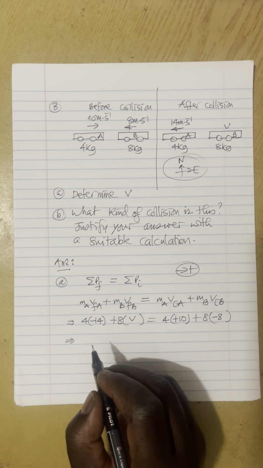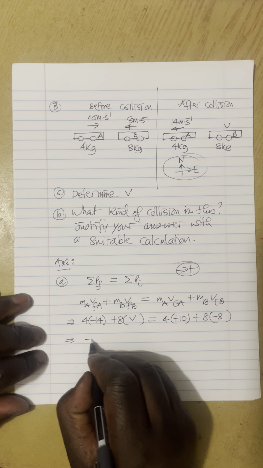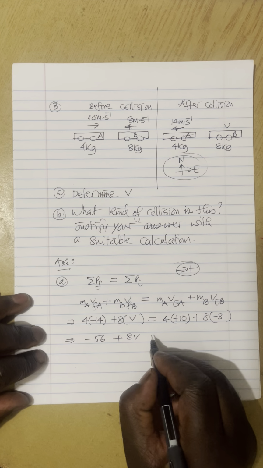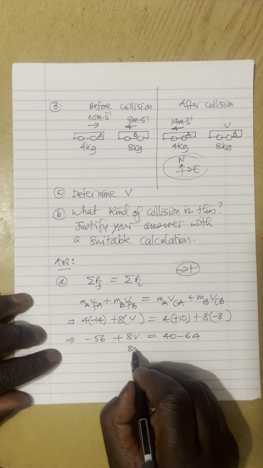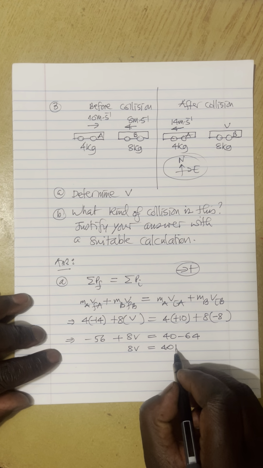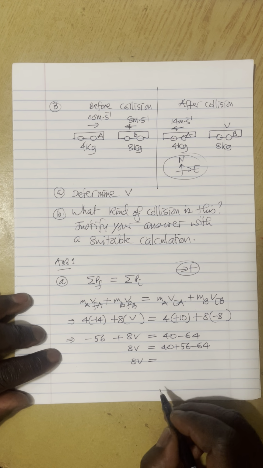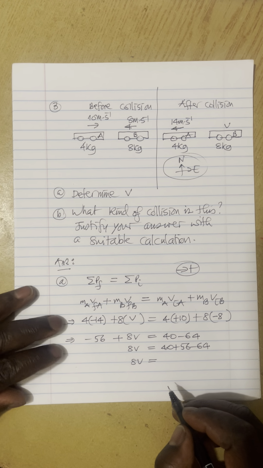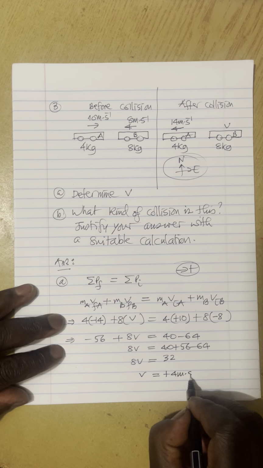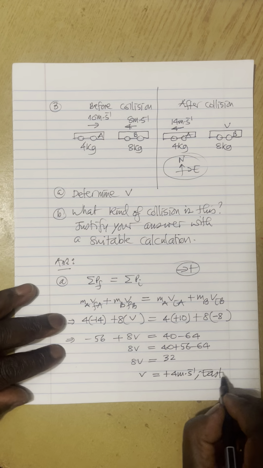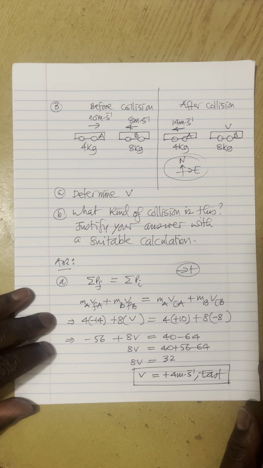Your calculations: this is 14 times 4, it must be 56, so minus 56 plus 8V is equal to 40 minus 64. Taking 56 to the other side, 8V equals 40 plus 56 minus 64. 8V is equal to, that's 96, 96 minus 64, that must be 32. And therefore V equals positive 4 meters per second. In which direction? East. We've determined the velocity of car B after the collision.